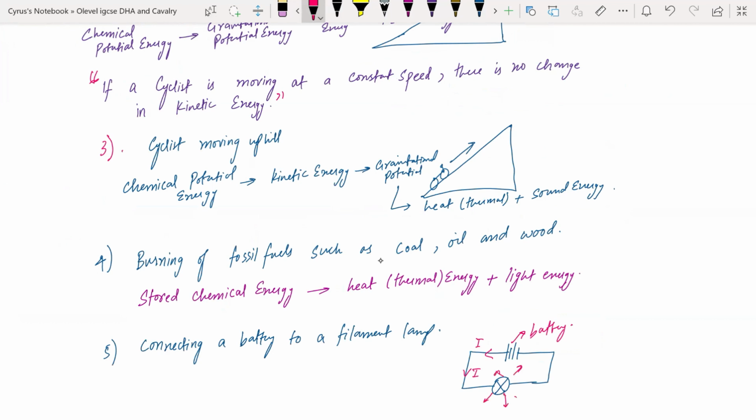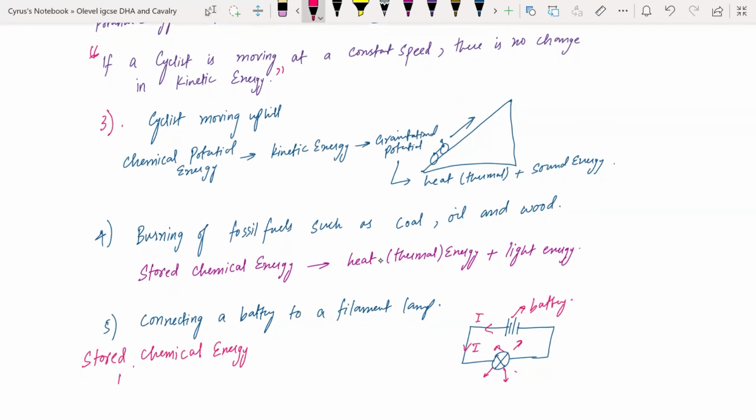ठीक है, तो सबसे पहले आप क्या करेंगे? स्टोर्ड केमिकल एनर्जी in the battery is converted into, and that is converted into heat, which is the thermal, plus light energy.